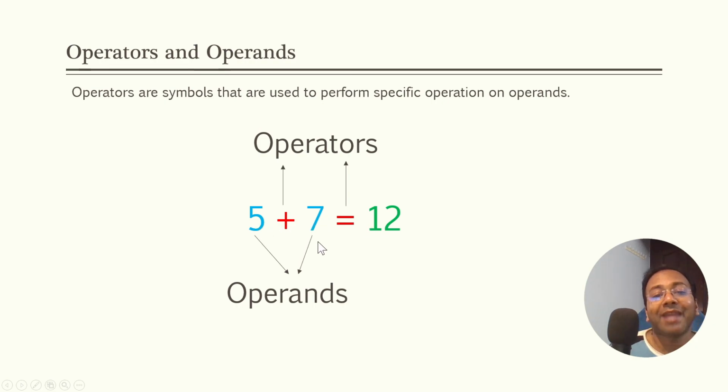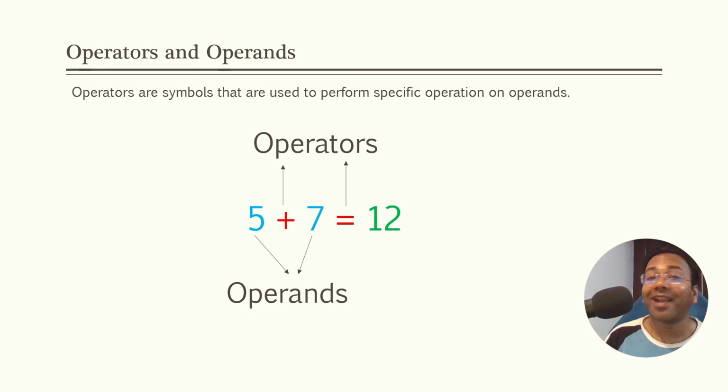Here 5 and 7 are referred to as operands because those are the numbers on which the operation will be carried through, and plus and equal to are the symbols that are responsible for making this operation happen. So plus is an operator and equal to is an operator. Operators are those which facilitate the operation, and operands are those on which the operation will be carried through. Let us go through a few examples to make it more clear.